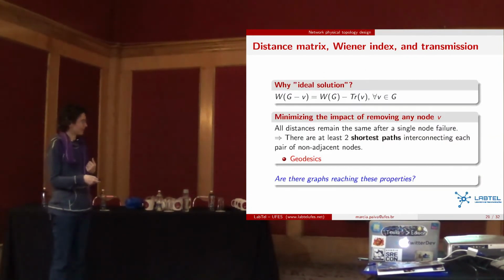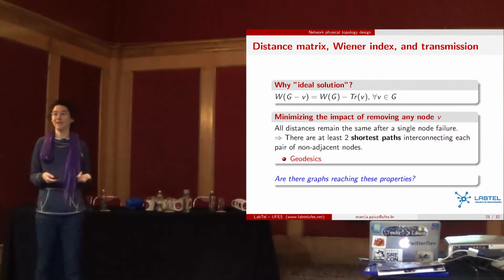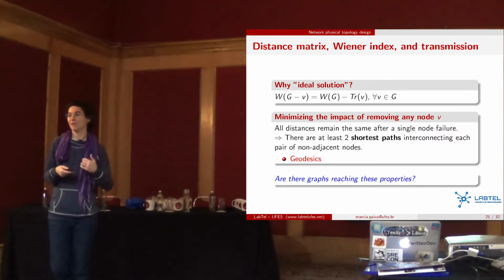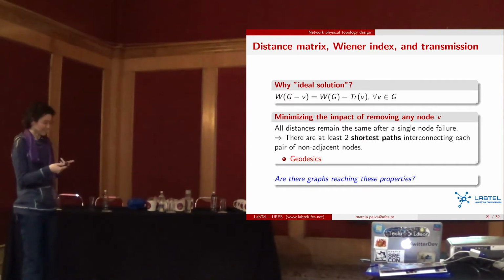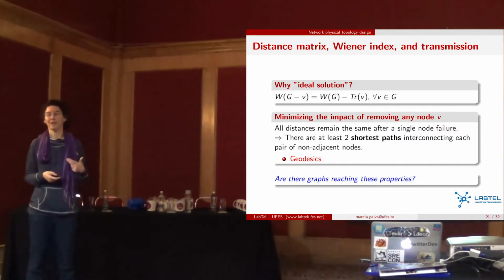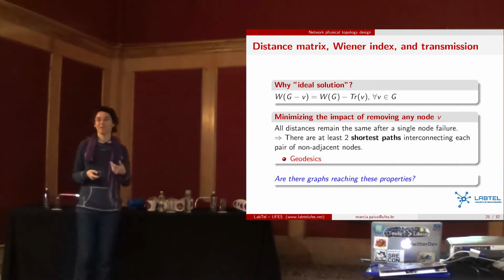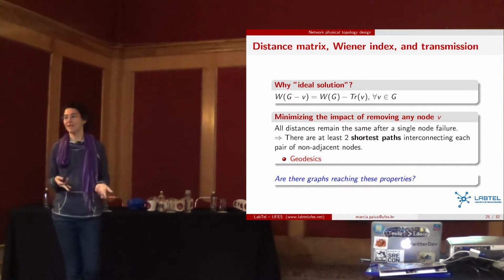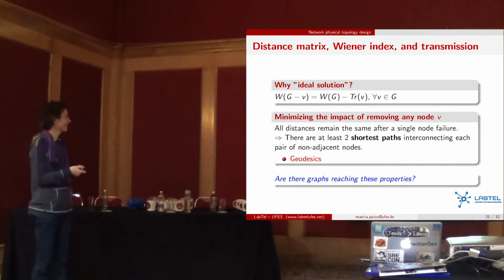So why would it be the ideal solution? Because in that case, it will mean that all distances remain the same after that failure. So that means that we have two geodesics connecting each pair of nodes. So the question now is, are there graphs reaching these properties? Are there graphs where it's possible to do that? And fortunately, the answer is yes.